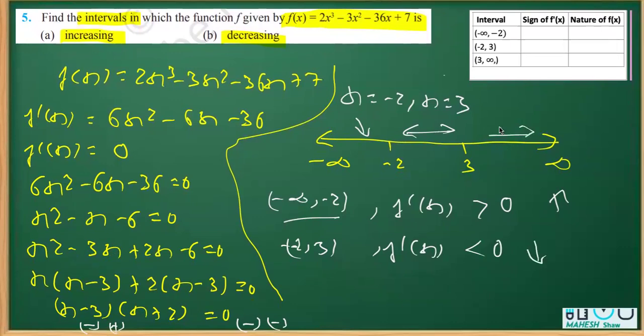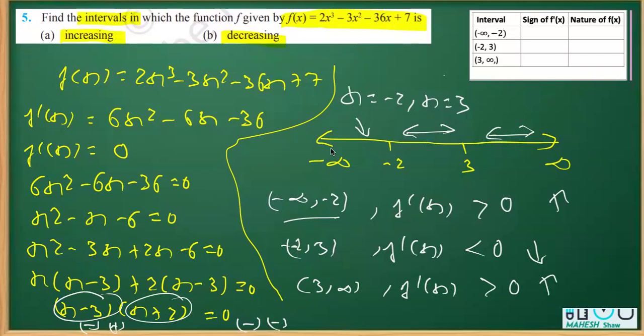Further, on the last interval, from 3 to infinity, if I check the sign of f dash x by placing a value, say 4, we are getting a positive and a positive here. Positive into positive is positive, so that is greater than 0. Post that, we make the table, as I have made here. In this table, I made 3 columns, and I've also written the intervals.